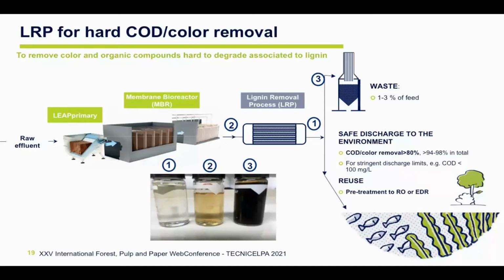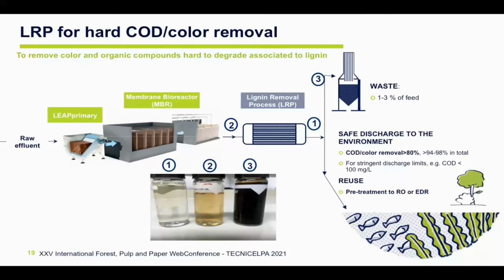After the MBR, the effluent is fed to the LRP, and the treated water out of the LRP can either be sent to a further polishing step to reduce conductivity, like the RO or the EDR, electrodialysis reversal, or sent to discharge safely to the environment. We can achieve very high removal rates for COD. In the LRP process, we're considering more than 80%. This is what we have seen.